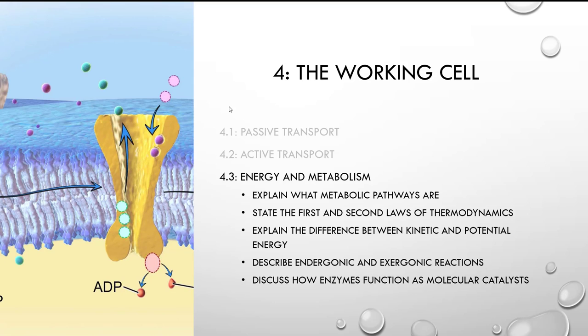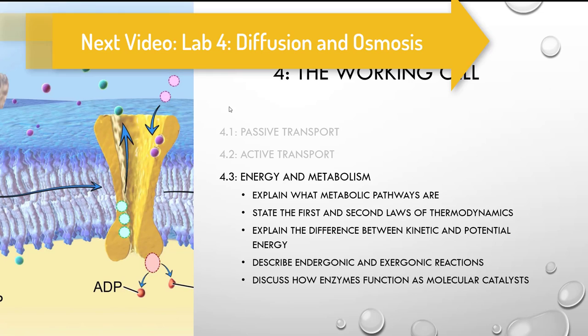All right. So that is the end of 4.3, energy and metabolism. By now you should be able to explain what metabolic pathways are. You should be able to state the first and second laws of thermodynamics. You should be able to explain the difference between kinetic and potential energy, as well as describe endergonic and exergonic reactions. And you should be able to discuss how enzymes function as molecular catalysts. So this is the end of chapter 4, the working cell.